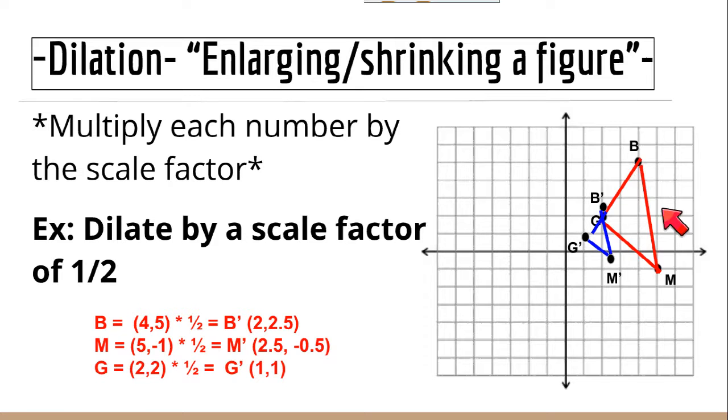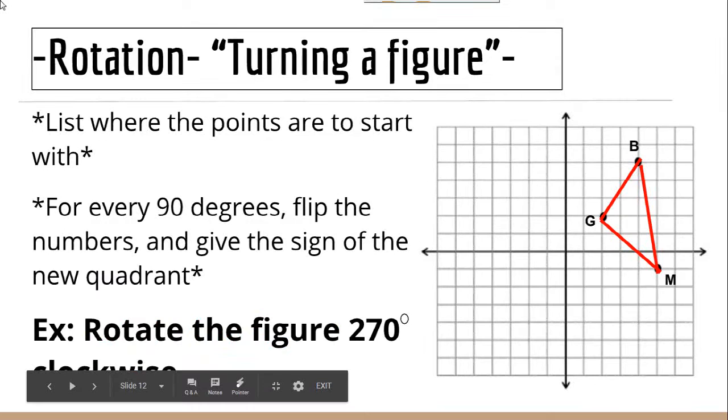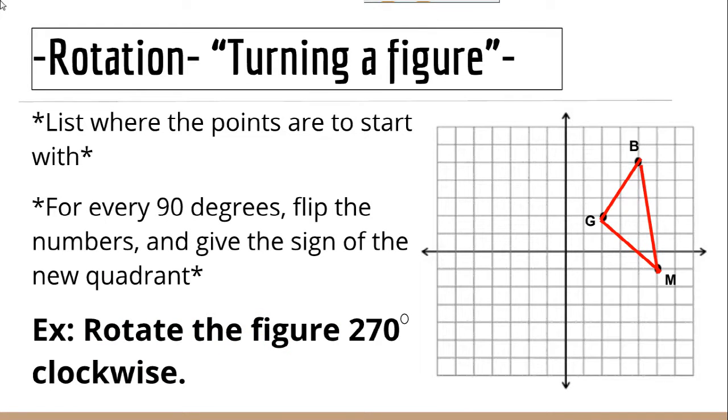Now again, our figures should be the same shape, just different sizes. So if you ever get a different shape, and it's not the exact same, you know you've made some mistake. As always, we need our prime marks, B prime, G prime, and M prime, to get our final answer. Our last transformation we're going to look at would be a rotation. Again, that's just turning a figure.